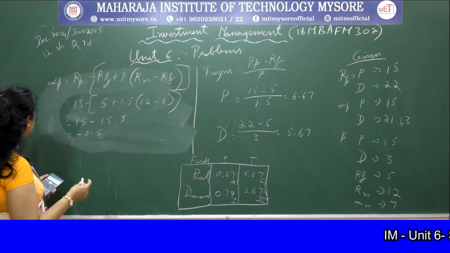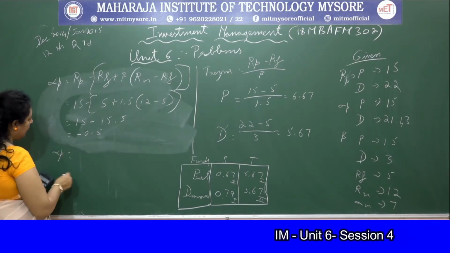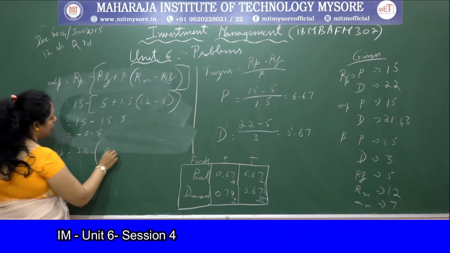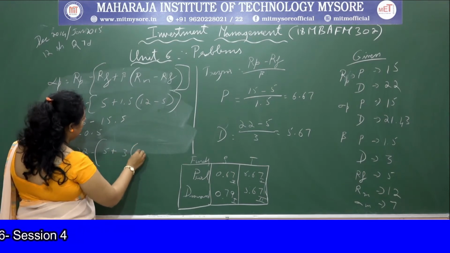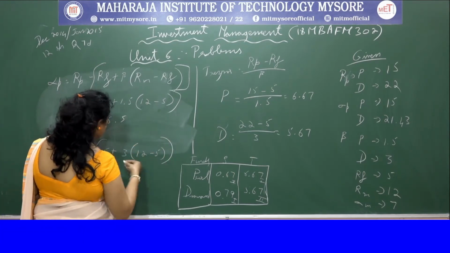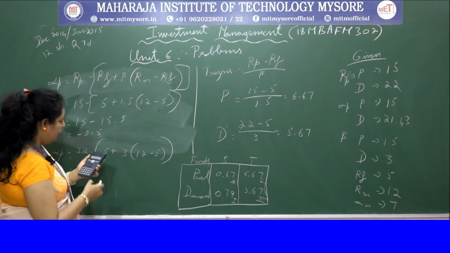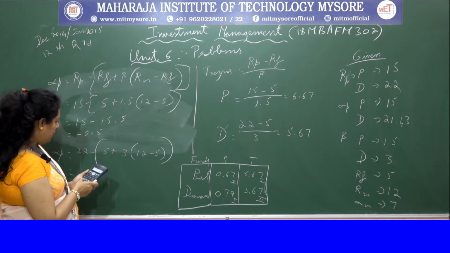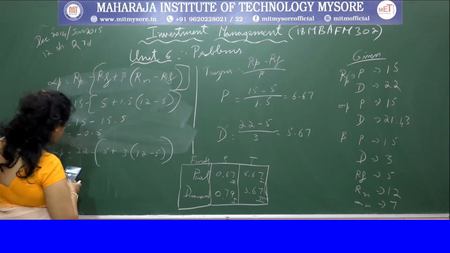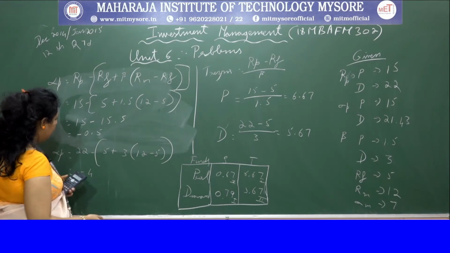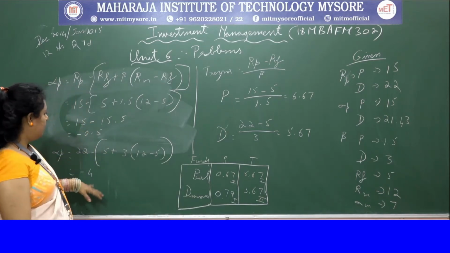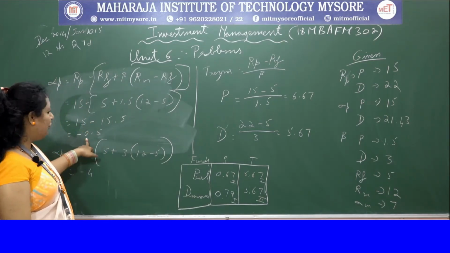Okay, in the same way you can do it for the next fund also, Diamond Fund. Diamond Fund is 22 minus 5 plus 3 is the beta, 12 minus 5. So 12 minus 5 is 7. 7 into 3, 21. 21 plus 5, 26. So 22 minus 26 you get is minus 4. So both the answers which you have got are negative. So minus 0.5 is better.